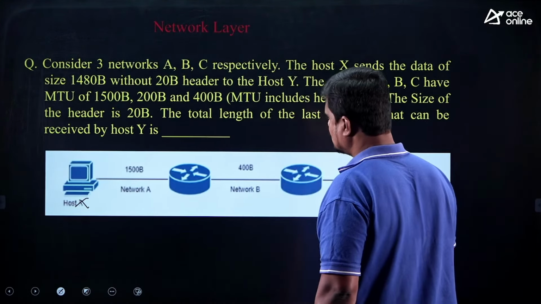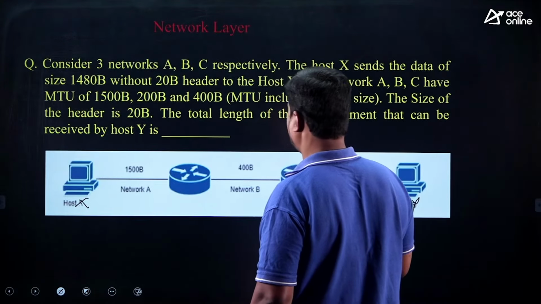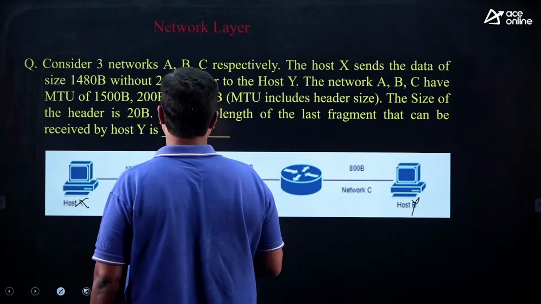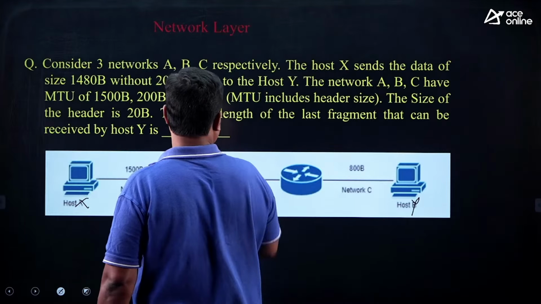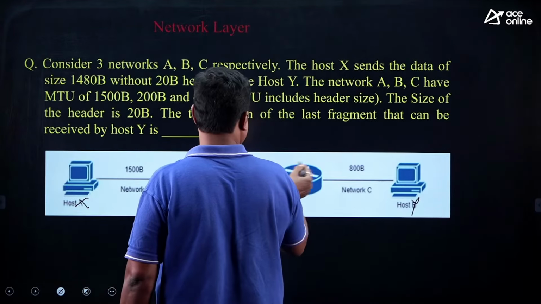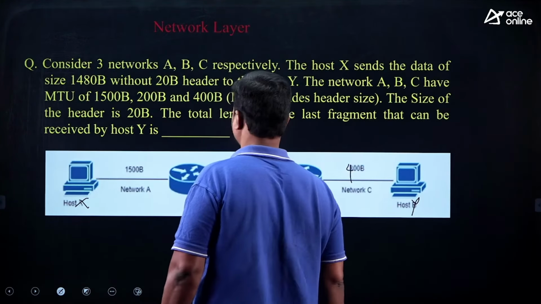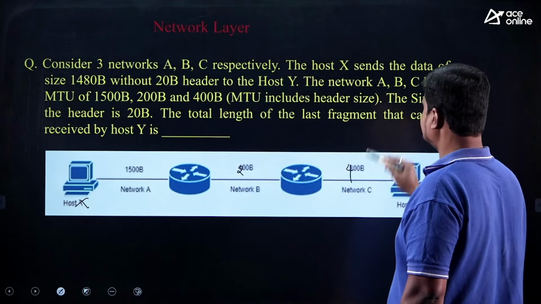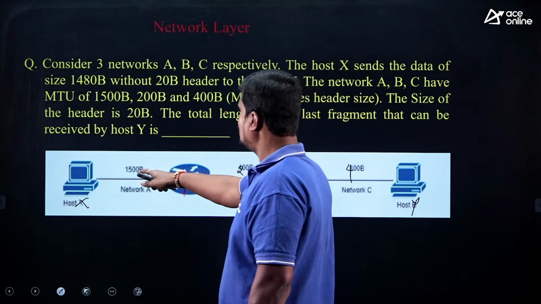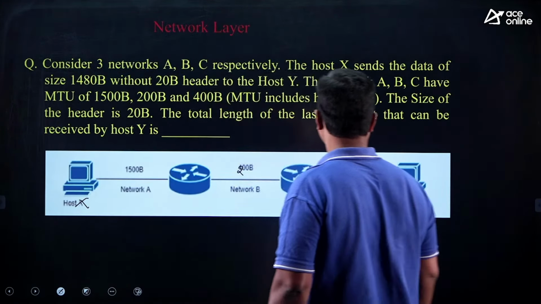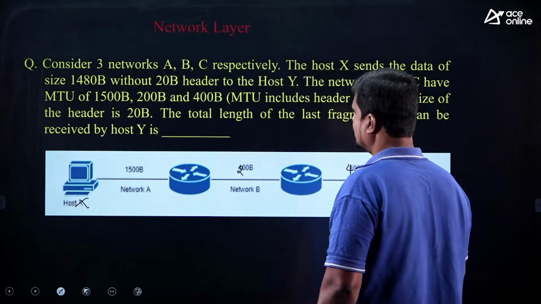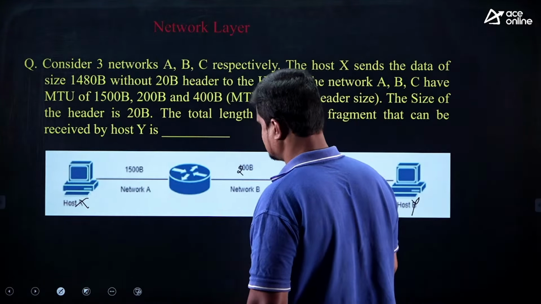The networks A, B, C are having MTUs of 1500 bytes, 200 bytes and 400 bytes. Okay. So this is having 1500, network B is having 200, and network C is having 400. MTU includes header size. The size of the header is 20 bytes. So all these MTUs include header bytes. Then the total length of the last fragment that can be received by host Y is dash.